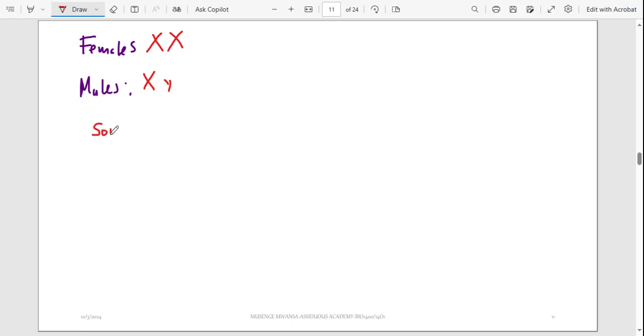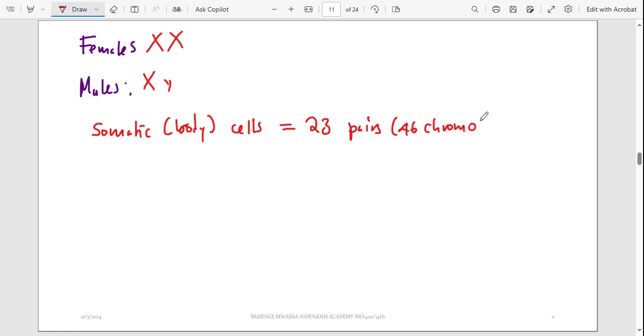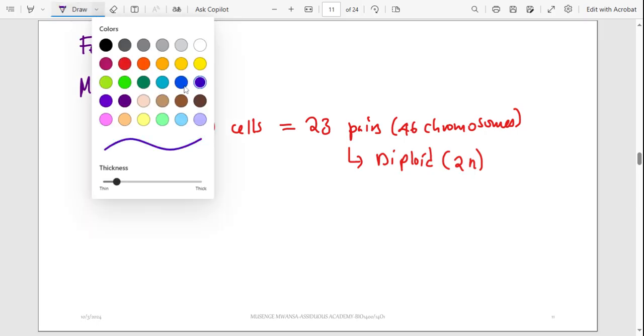Somatic cells, also known as body cells, have 23 pairs. So if it is 23 pairs, how many chromosomes do we have? 23 times 2, that's 46 chromosomes. And these 46 chromosomes, what do we call that? That's known as a diploid number, also known as 2N. Okay, N represents 23 chromosomes.